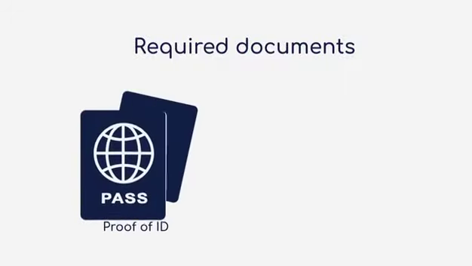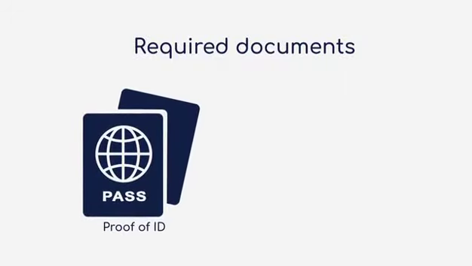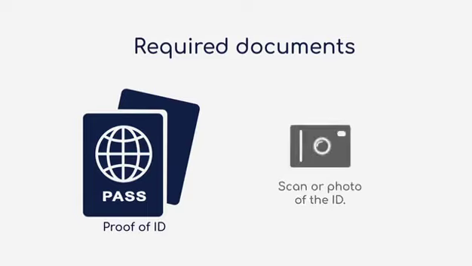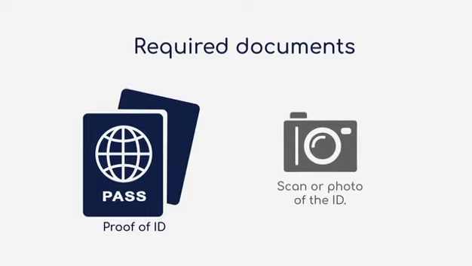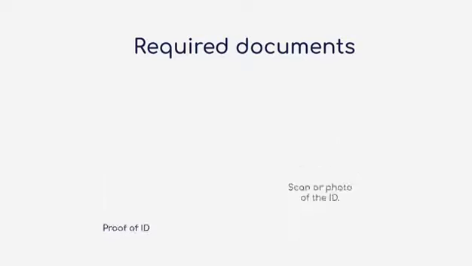The first document is a proof of ID. A proof of ID will be any valid government-issued ID like a passport or, in many cases, a driver's license. Make sure your personal information is clearly visible on the ID. Scan the document or take a photo using a digital camera or your smartphone. Make sure the ID is well lit and easy to see, and remember to scan or photograph both the front and the back of the ID if you're not using a passport.